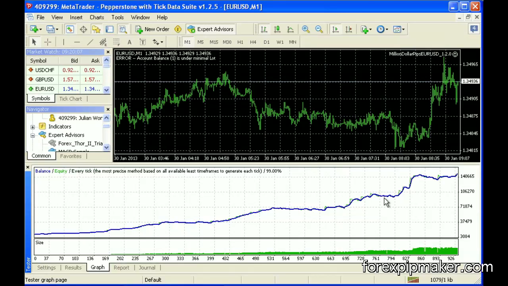But one of the things that people observe is that Forex Thor is probably a little bit more consistent in live trading versus backtest.